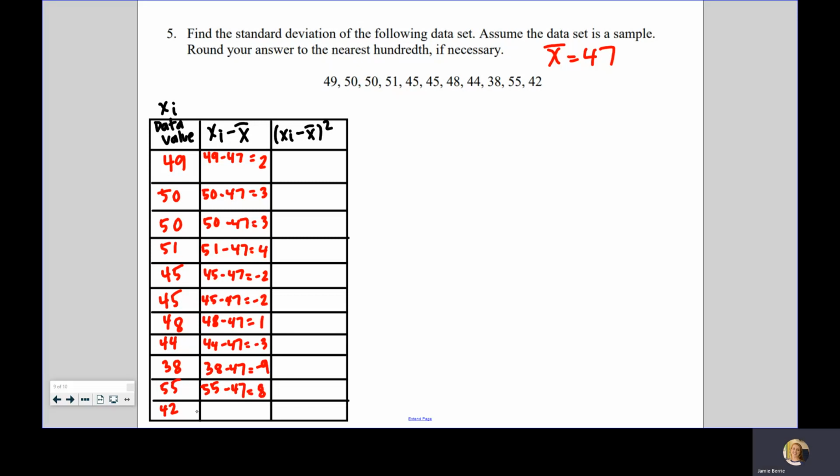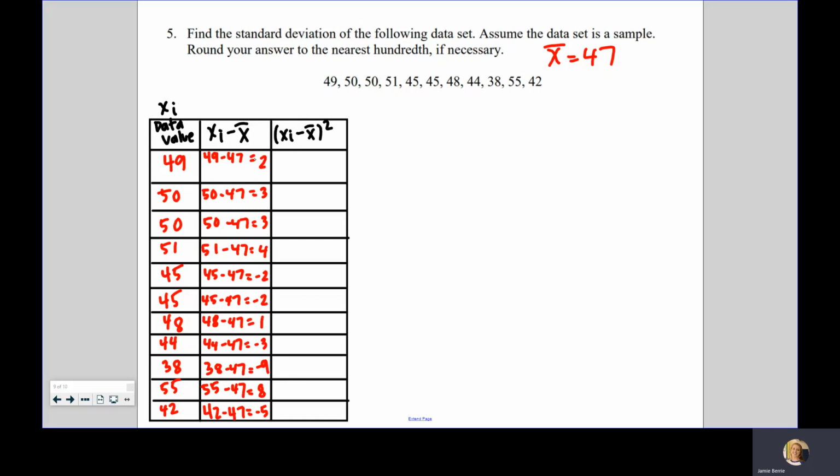All right, and then 42 minus the mean is negative 5. All right, we've got the second column filled in. We're getting close to being done. Now you're going to fill in your third column. You're not done after you fill in the third column, but we're getting there.